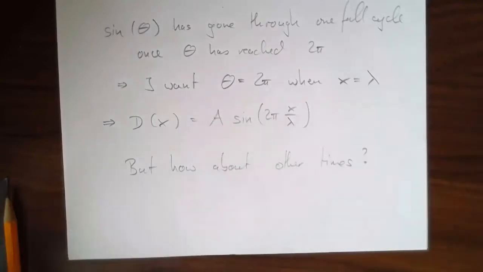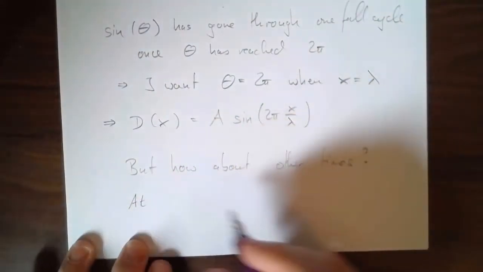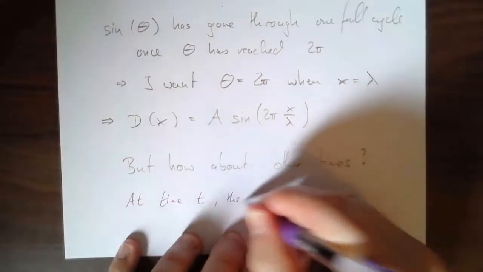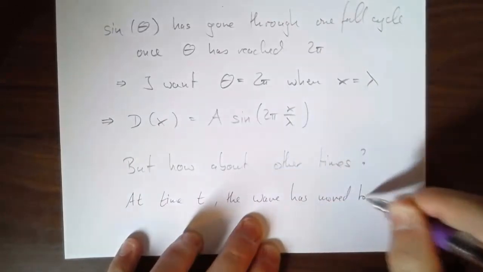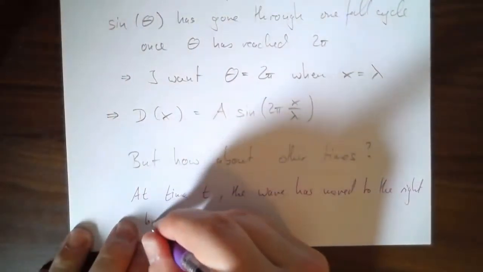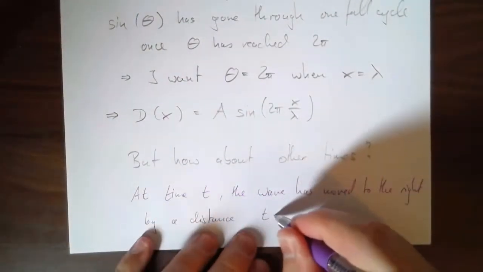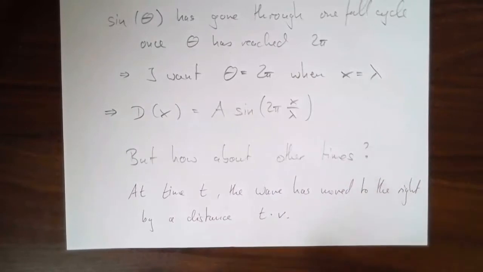So, let me write this down: the answer is at time t, the wave has moved to the right by a distance t times v, velocity times time. Okay, how do I move a function to the right by a given distance?